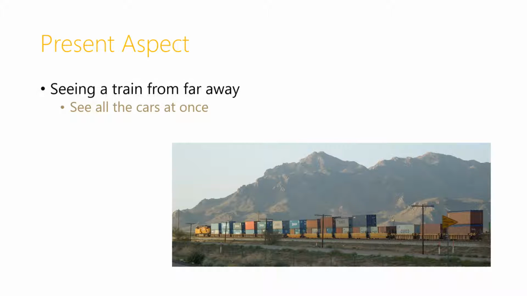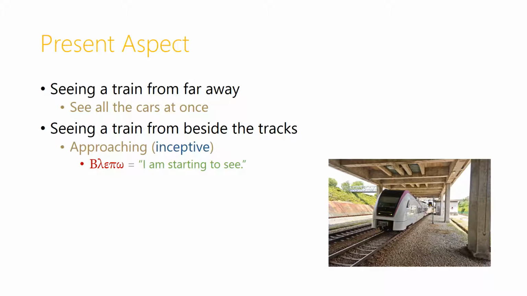And this takes a little getting used to for English speakers. Imagine there's a train. If you see the train from far away, you can see all the cars at once. But if you see a train from beside the tracks, it looks quite different. Now the focus might be on seeing the front car, the engine, approach. And this is like the present aspect we call an inceptive present. We might translate blepo then, not just I see, but I am starting to see.